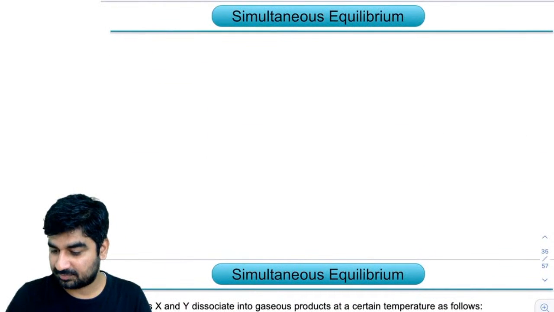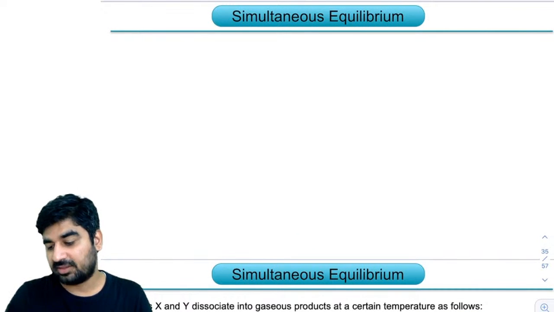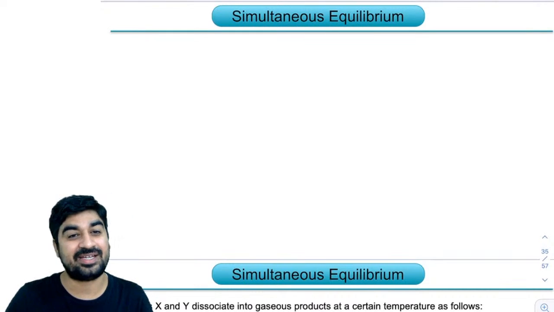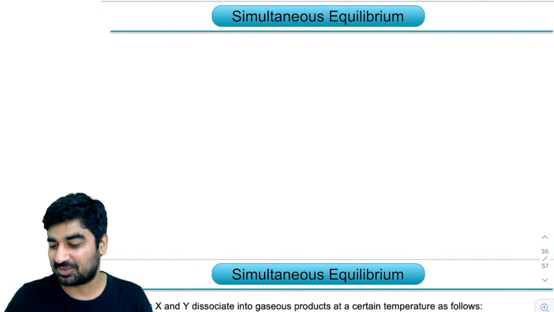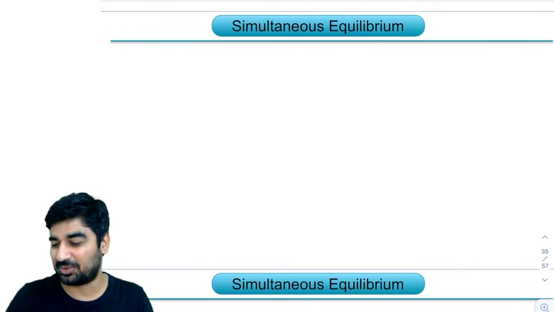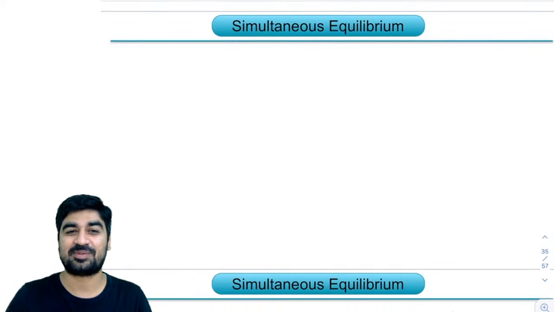Simultaneous equilibrium. Yes, your high temperature was right, but there was an option having high temperature and high pressure. So the correct option was C. If options were there, you could have told me the option.